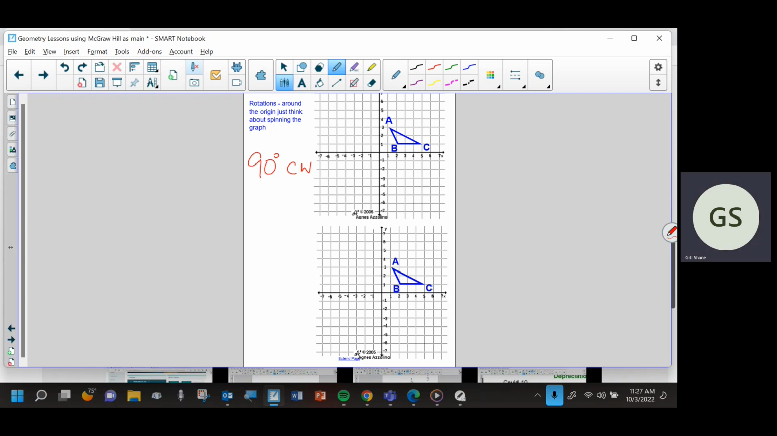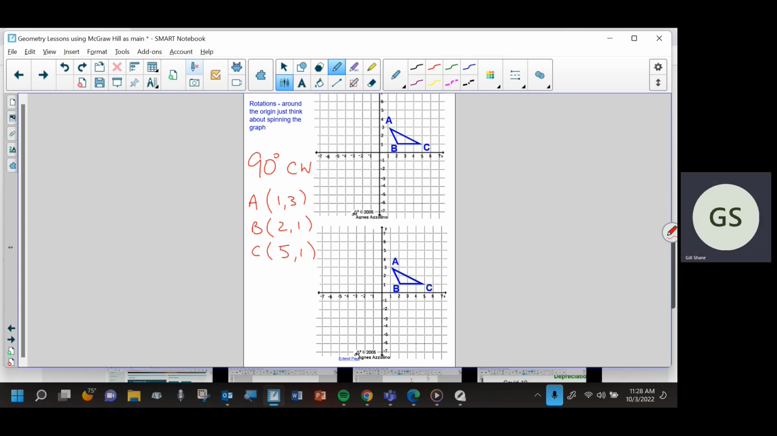I'll tell you the original points if that helps you if you're going to draw your own graph. The original A is (1, 3). The original B is (2, 1), and the original C. So that's the original points. You tell me the new points if you can come up with them.